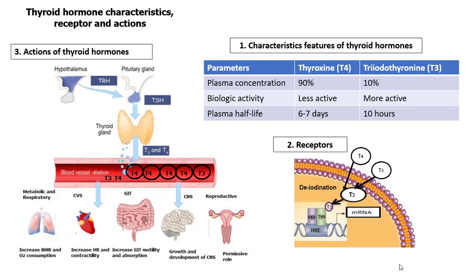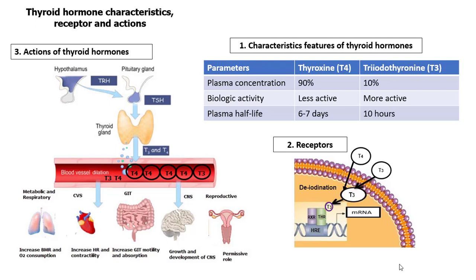As indicated on this table, the plasma concentration of thyroxine or T4 is nearly 90% when compared to T3, which is about 10%. However, the biologic activity of the hormone is much more in T3, that is T3 is much more active and much more potent than T4. But you should remember that most of the T4 will be converted to T3 within the tissue cells. The plasma half-life of T4 is about 1 week compared to only a few hours in T3.